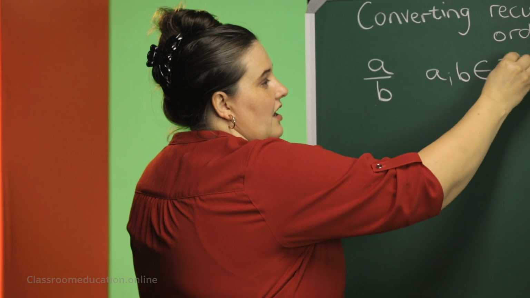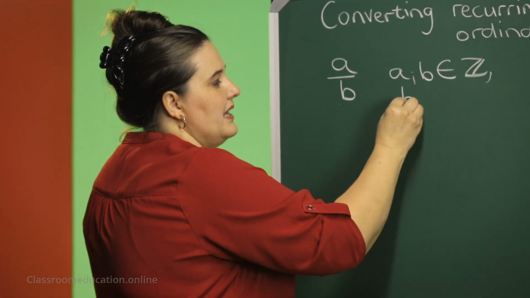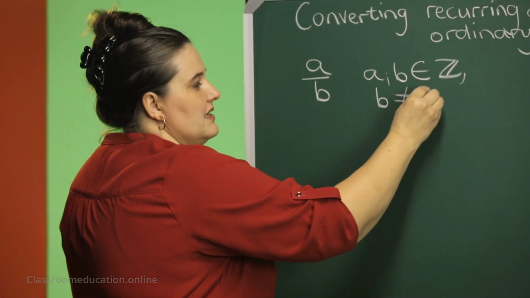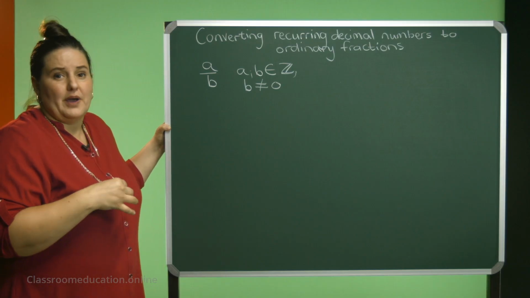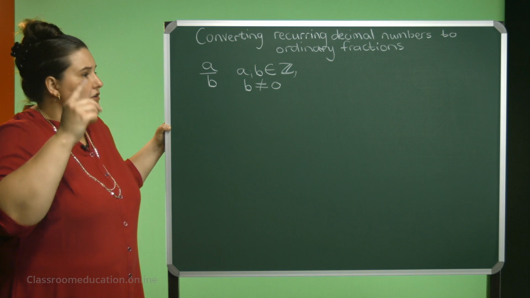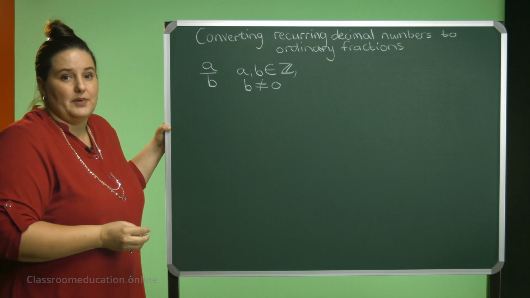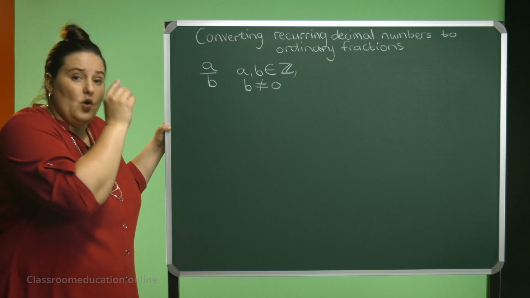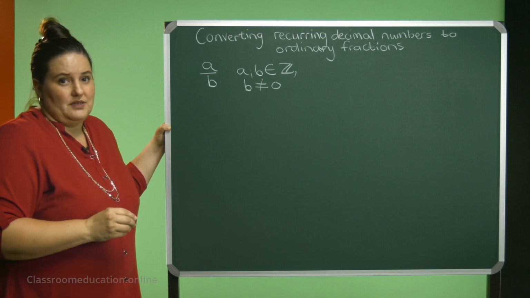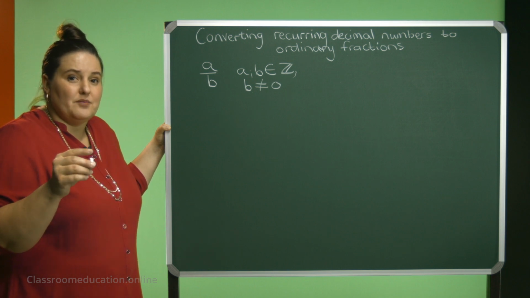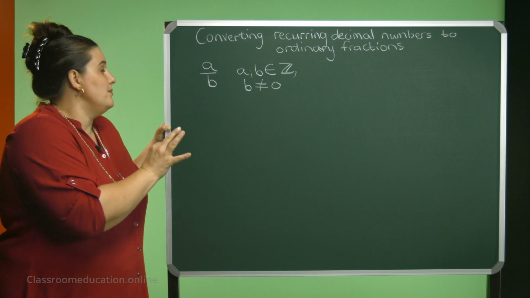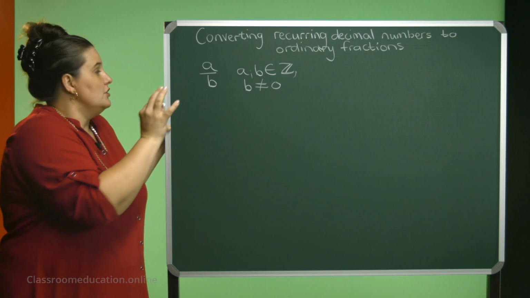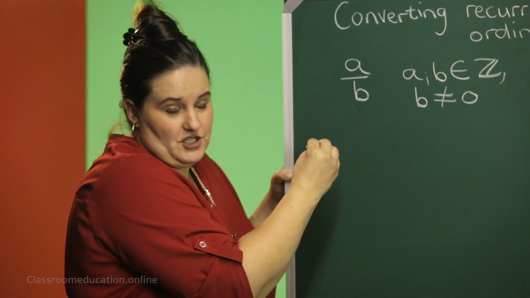Rational numbers consist of fractions, where a over b and a and b are elements of integers and b should not be 0. And you also know, from our discussion, that recurring decimal numbers are also rational numbers. For recurring decimal numbers to be rational numbers, it means that we should be able to write them as a fraction.